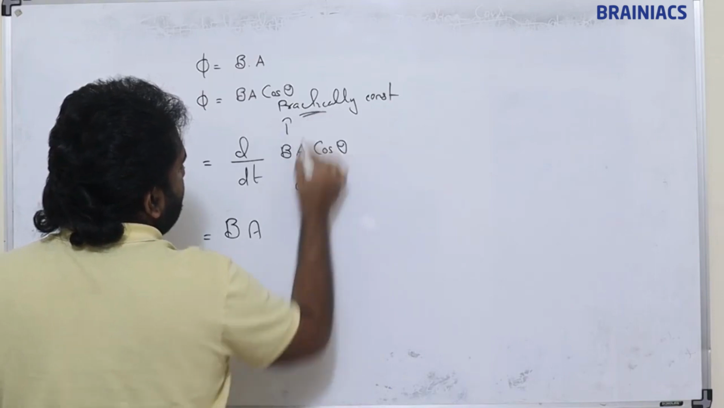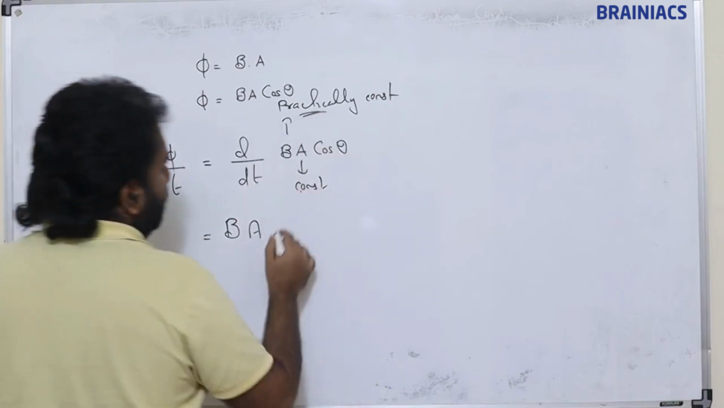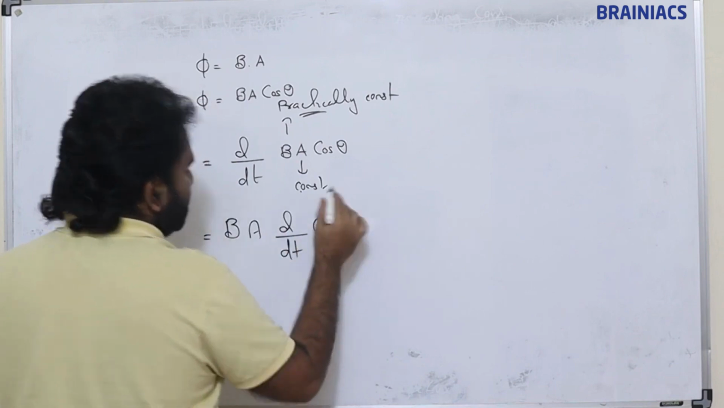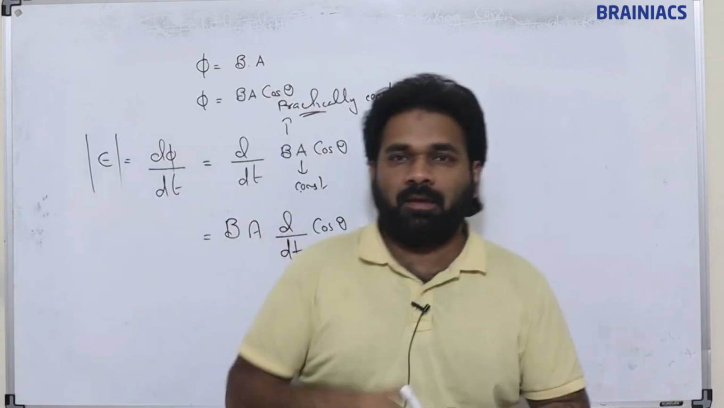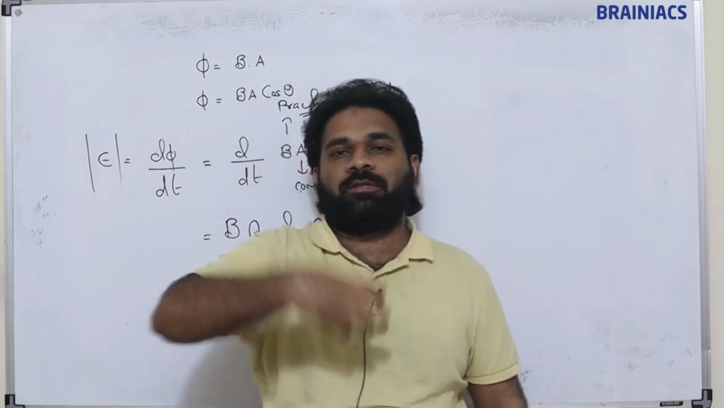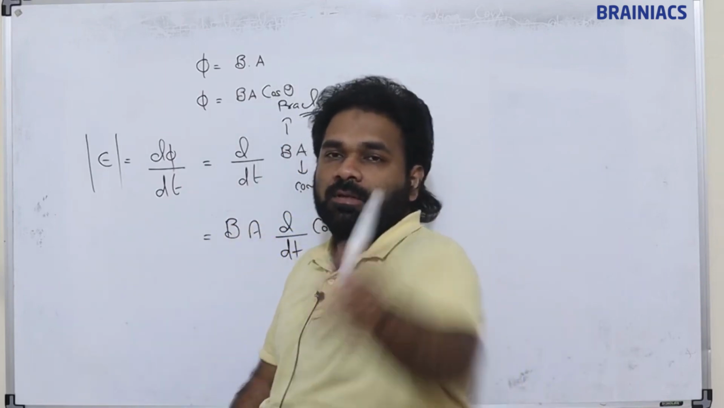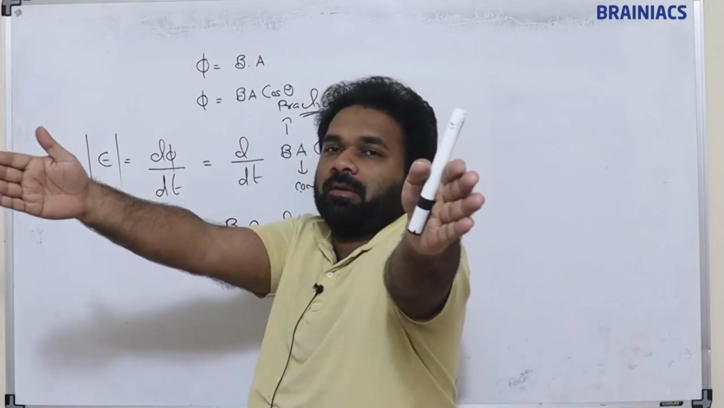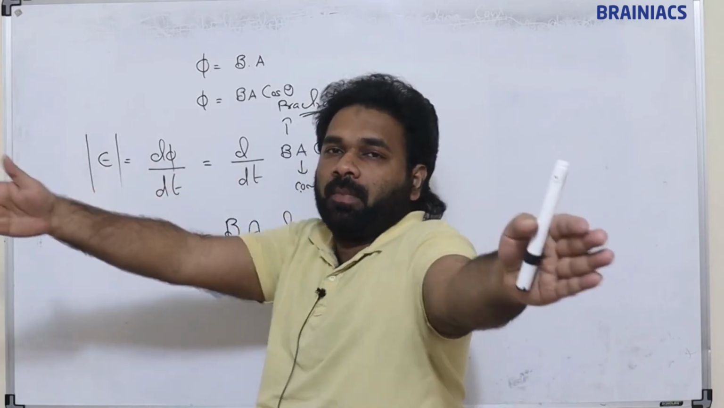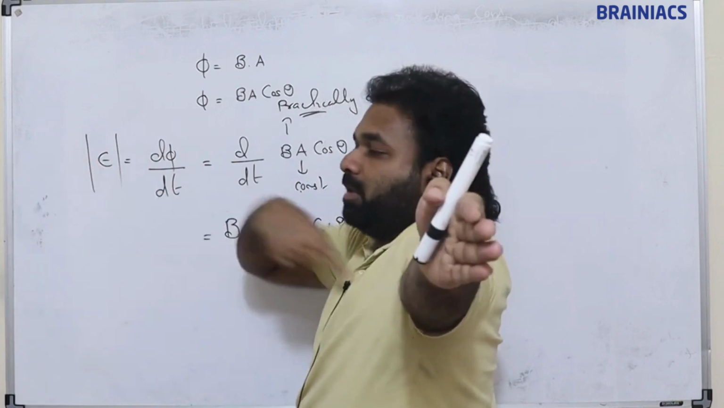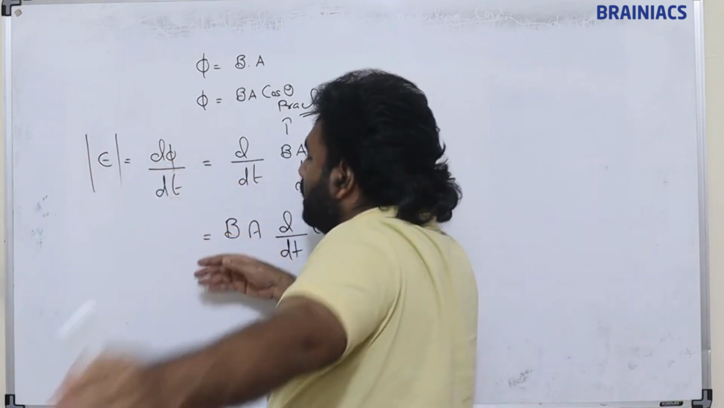Practically speaking, this is also constant. But what about d by dt of cos theta? What is cos theta? If the magnetic field is in this direction, the area vector is also in this direction. If the coil changes, this is the magnetic field, this is the area vector, and the angle between them is changing. Again, this is the magnetic field, this is the area vector, so 90 degrees. Again changing.